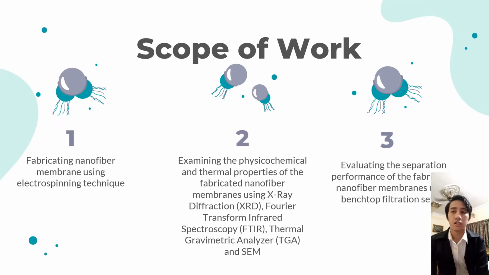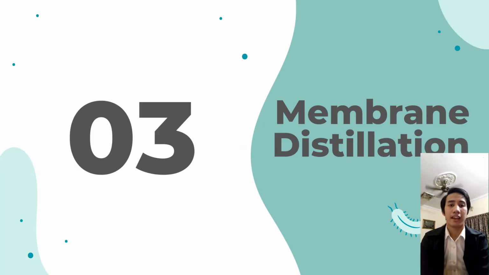For the scope of work, first, fabricating nanofiber membrane using electrospinning technique; second, examining the physico-chemical and thermal properties of the fabricated nanofiber membrane using X-ray diffraction (XRD), Fourier transform infrared spectroscopy (FTIR), thermal gravimetric analyzer (TGA), and SEM. And third, evaluating the separation performance of the fabricated nanofiber membranes using benchtop filtration setup. And now we are moving on to membrane distillation.